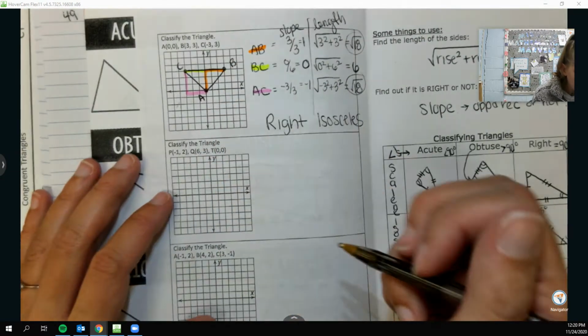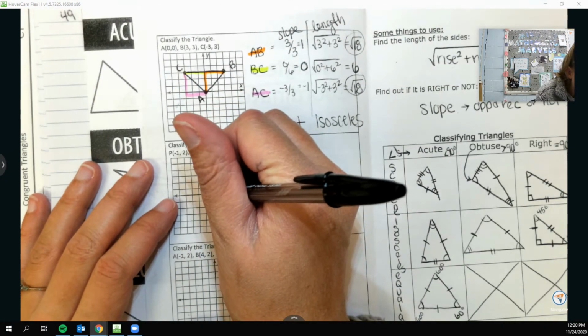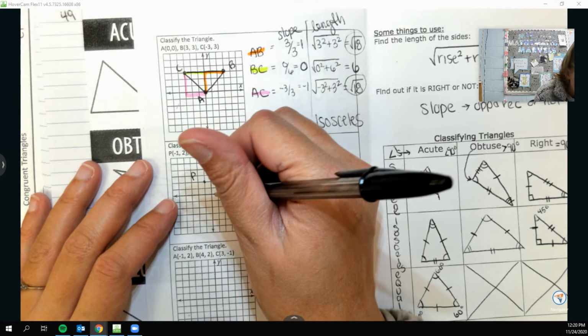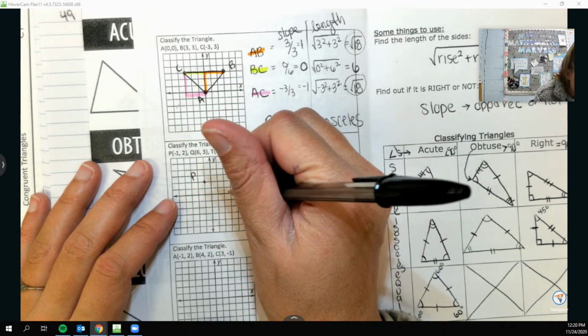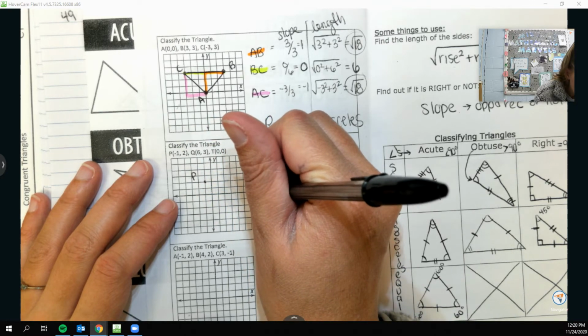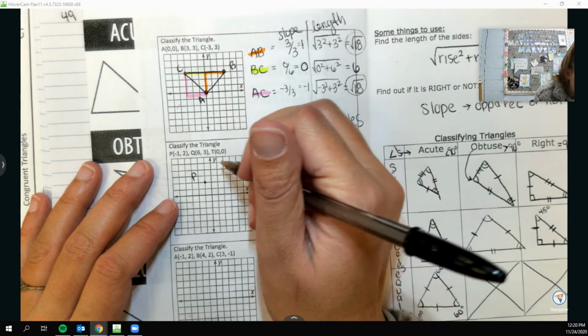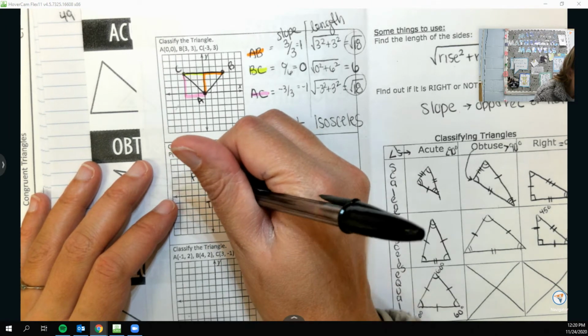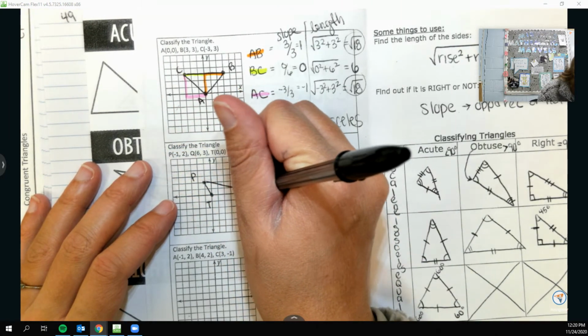Classify the triangle. So -1, 2 is P. Q is at 6, 3. 1, 2, 3, 4, 5, 6 is Q. T is at 0, 0.